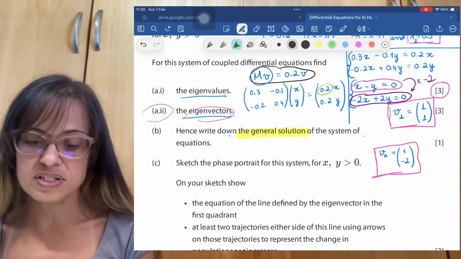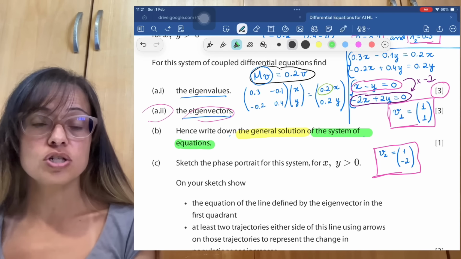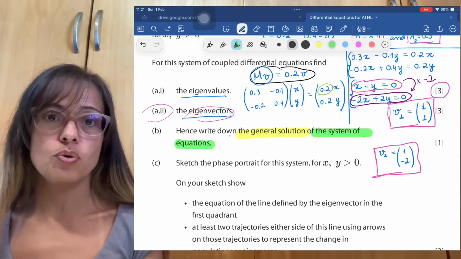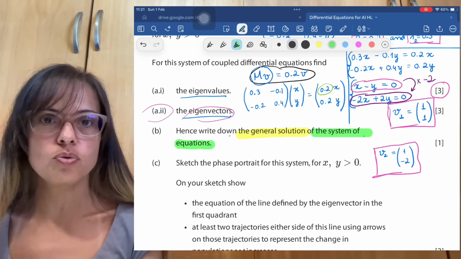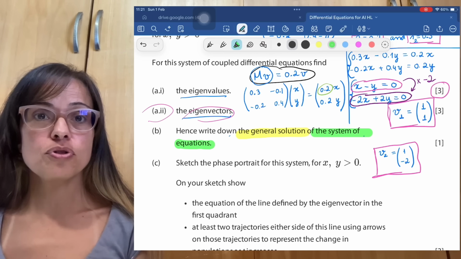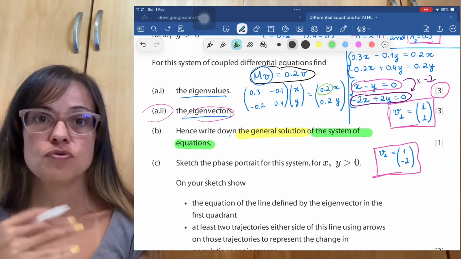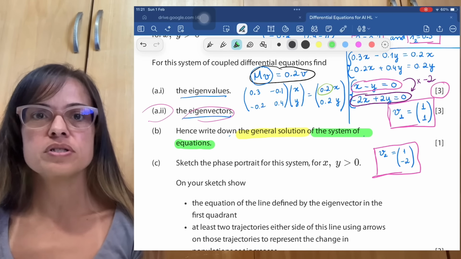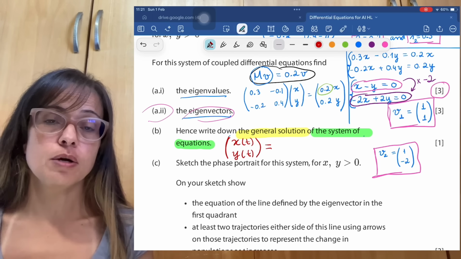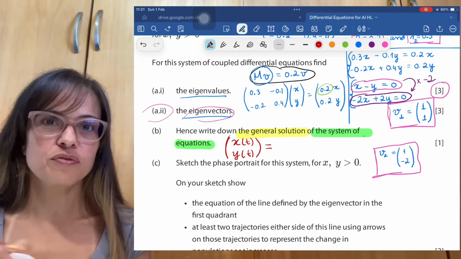He wants it for the system of equations, not just for x. This difference is happening because in the other question, it was a second order differential equation. So y was not a real variable, and here they both are. So he doesn't just want an expression for x of t, he's going to want a y of t as well. And the thing is that you can't write them separately. X of t is this and y of t is that.